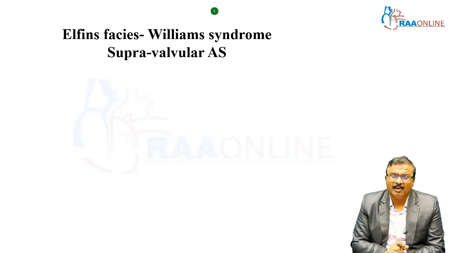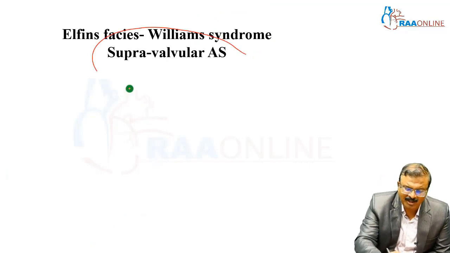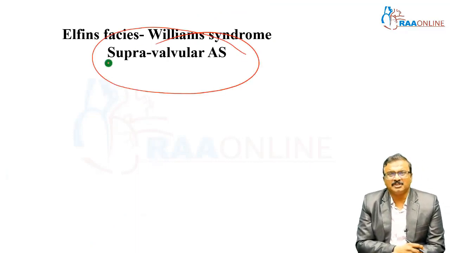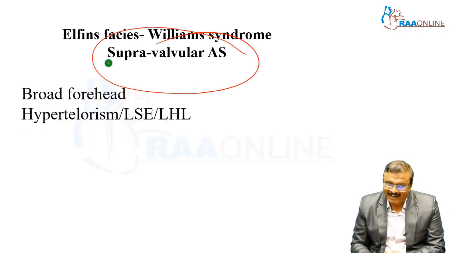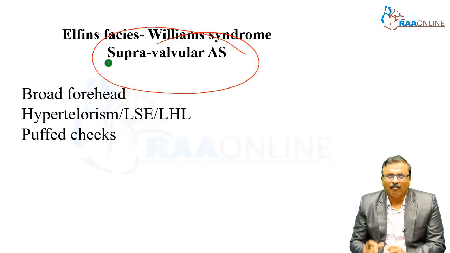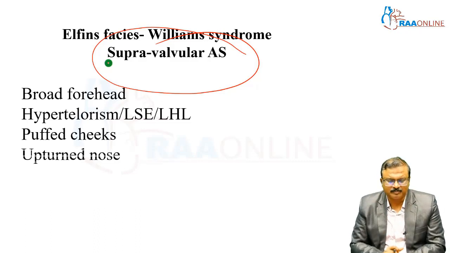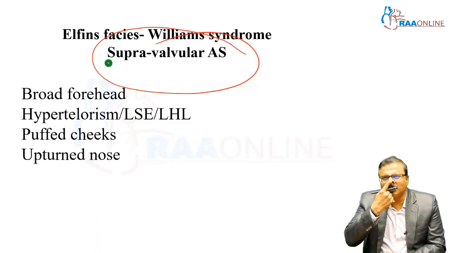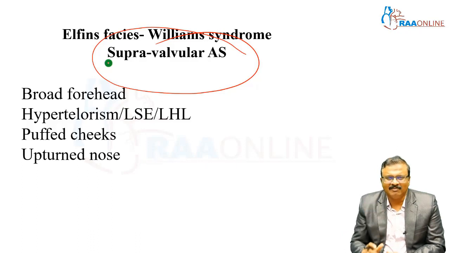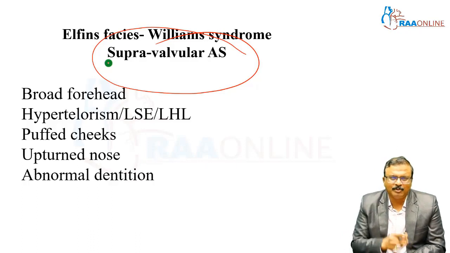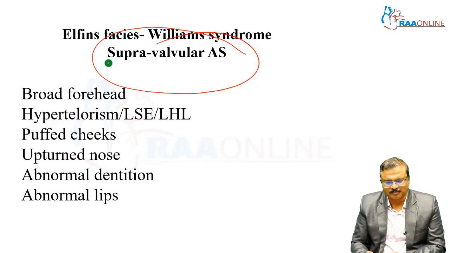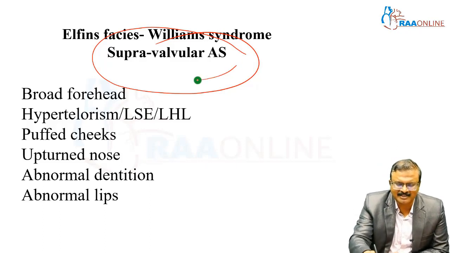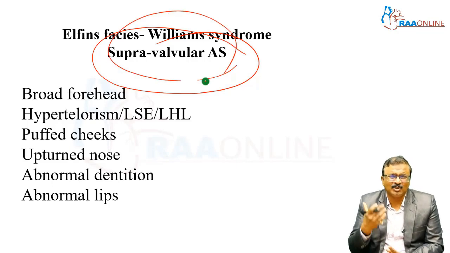Elfin face is Williams syndrome, supravalvular aortic stenosis. What is there is a broad forehead, again hypertelorism, puffed cheeks, upturned nose, that is what is seen in Williams, abnormal dentition, abnormal lips, supravalvular AS. These are rare conditions, we do not see them in clinical practice commonly.